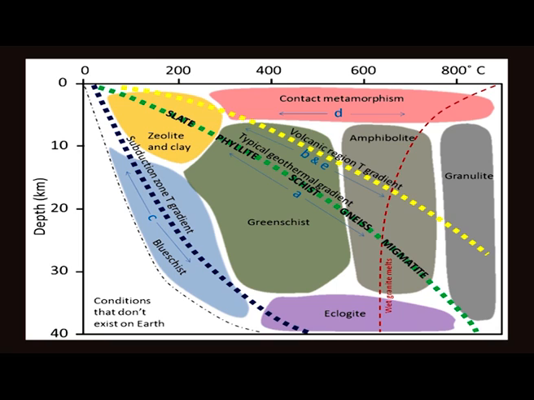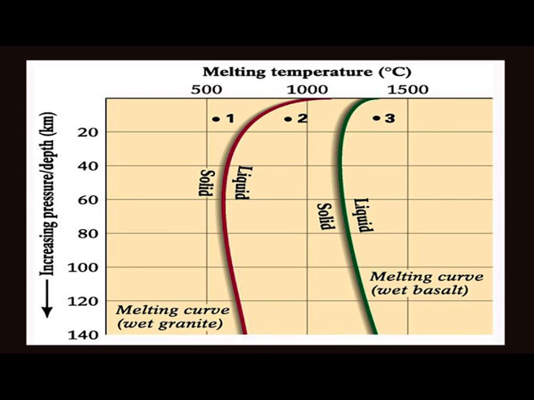Granite begins to melt at 625 to 650 degrees centigrade and basalt at 850 to 900 degrees centigrade, at 2 to 3 kilobar fluid pressure. So the upper limit of strictly metamorphic process might be considered to be 900 to 1000 degrees centigrade.